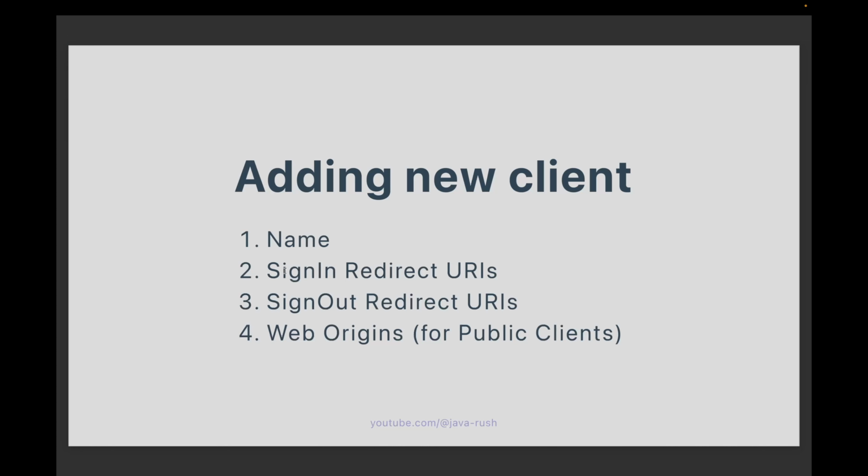We need sign in redirect URIs, sign out redirect URIs, and web origins. Now sign in redirect URIs will be a list of strings, but what we will do is we will store them in the database as a comma separated list of strings. That means first URL, comma, second URL, comma, third URL. So that will be one string with comma separated URIs. And same for sign out redirect URIs and web origins. So let's do that.